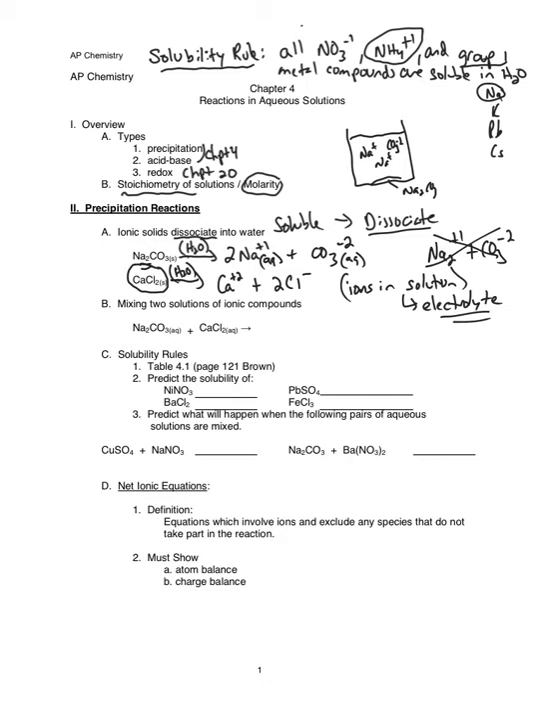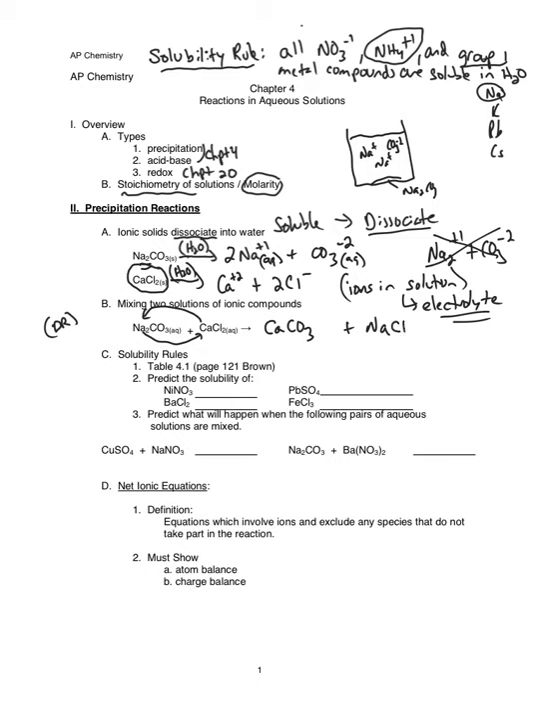Okay? All right, now what happens when we mix these 2 solutions together? If I mix sodium carbonate with calcium chloride together, now I'm going to do the molecular equation. So typically all the reactions we're going to focus on in this first unit are going to be double replacement reactions. So the sodium and the calcium ions are going to switch positions, and we're going to form the compound calcium carbonate and sodium chloride.